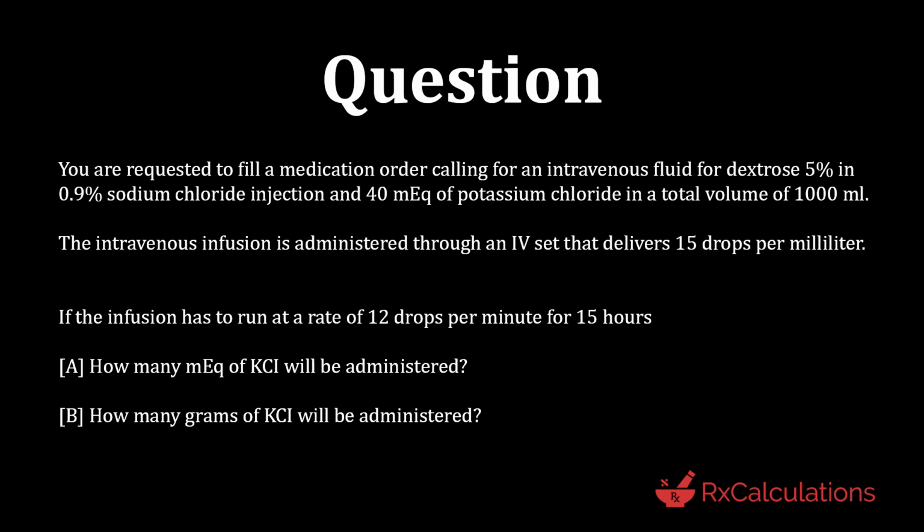Now, the question here says you are requested to fill a medication order calling for an intravenous fluid for dextrose 5% in 0.9% sodium chloride injection and 40 milliequivalents of potassium chloride in a total volume of 1,000 milliliters. The intravenous infusion is administered through an IV set that delivers 15 drops per milliliter. If the infusion has to run at a rate of 12 drops per minute for 15 hours, A, how many milliequivalents of potassium chloride will be administered, and B, how many grams of potassium chloride will be administered.